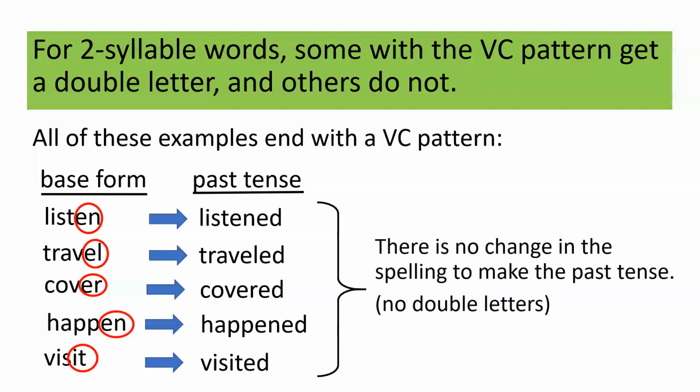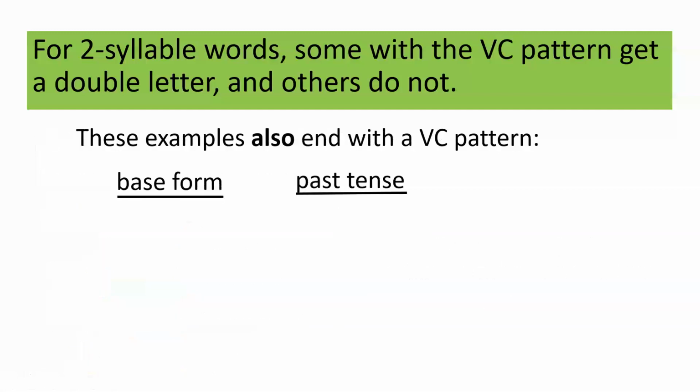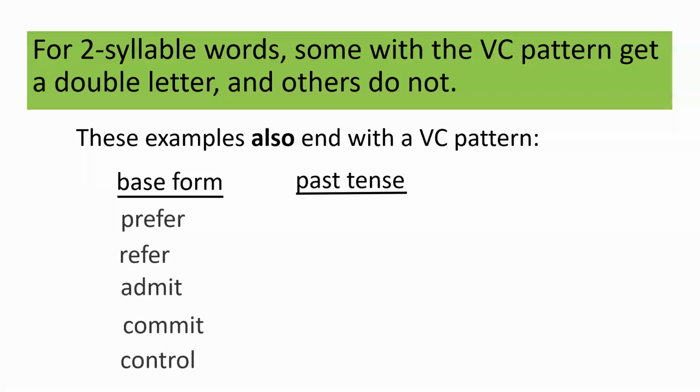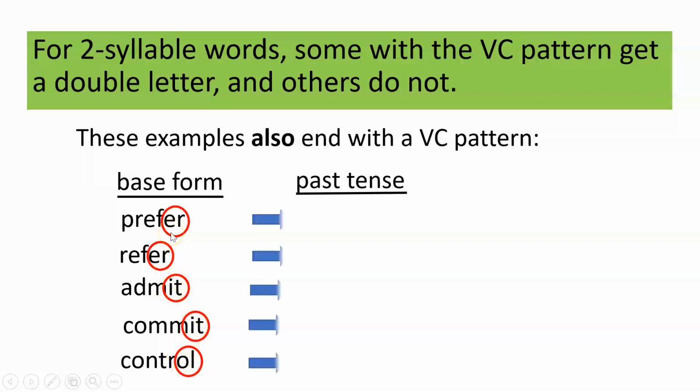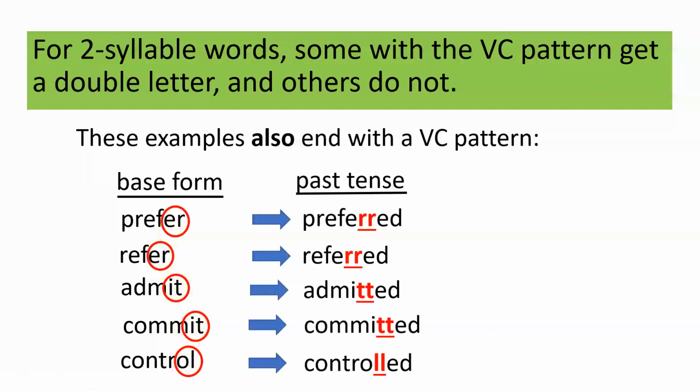There's no change in the spelling to make the past tense. However, these examples also end with a VC pattern: the words prefer, refer, admit, commit, and control. In the past tense, all of these words have one vowel, one consonant, one vowel, one consonant, one vowel, one consonant. They're following the same pattern, but when we put them in the past tense, they do get a double letter.